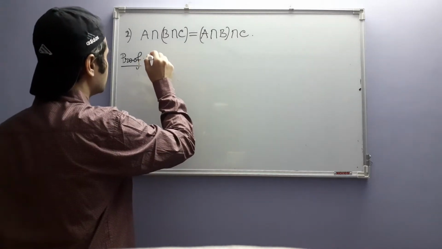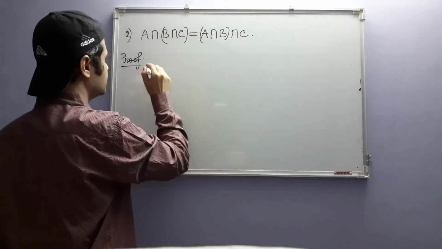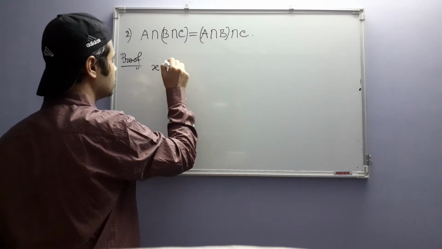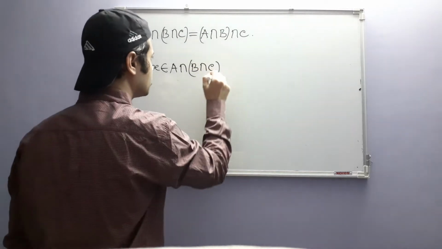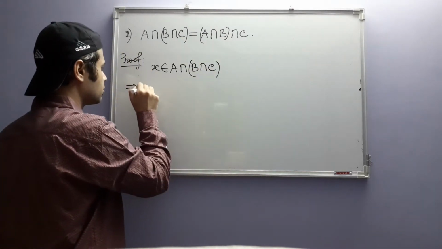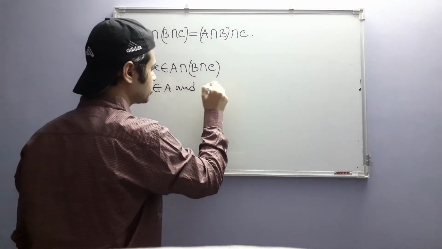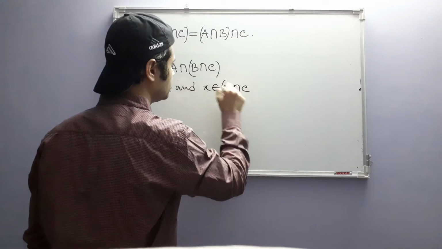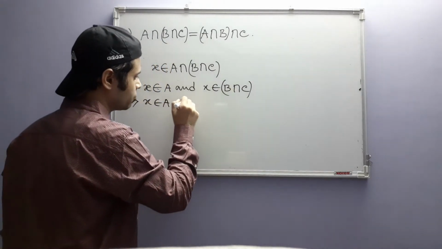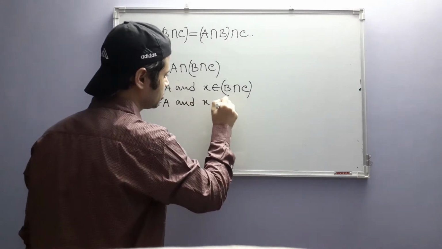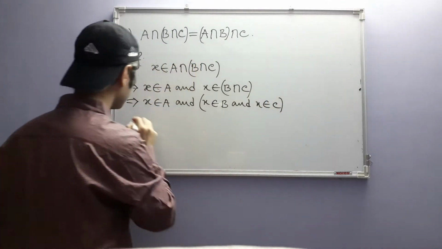Okay, now I have to show, first of all, this is a subset of this. So I take an element here, A intersection B intersection C. So this implies x belongs to A and x belongs to B intersection C. This further can be broken down like this. x belongs to B and x belongs to C.